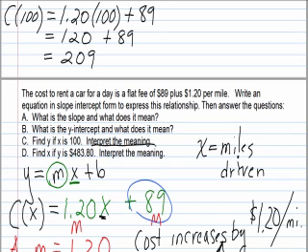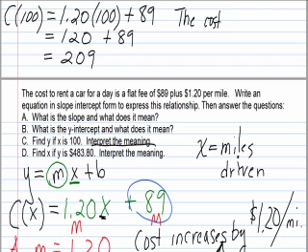What is the 100? The 100 is the x. What is the x in this problem? Miles driven. What is the y in this problem, or the outcome, the output? It is the total cost. What we have here is that the cost to drive 100 miles is $209.